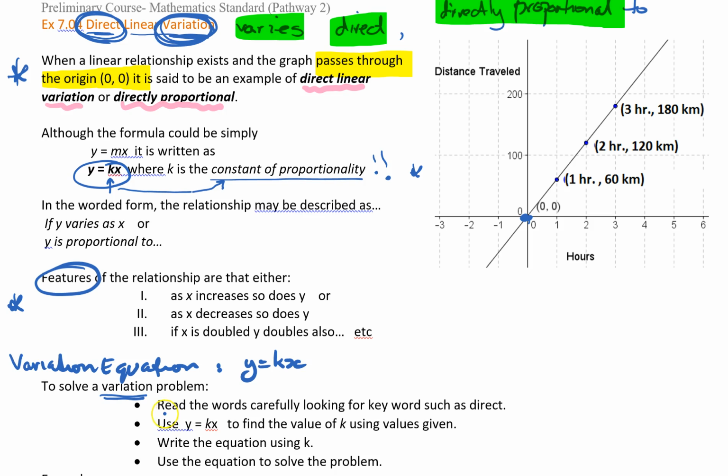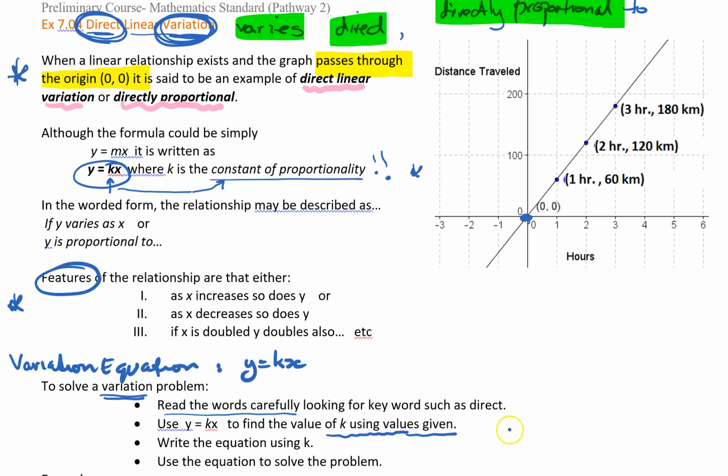How will you know this? You'll know that you have a direct linear variation situation because you will read the words carefully, looking for key words. You then start with your y equals kx. Write your equation. Now you'll be given some information to work out k. So it's saying find the value of k using some values given.